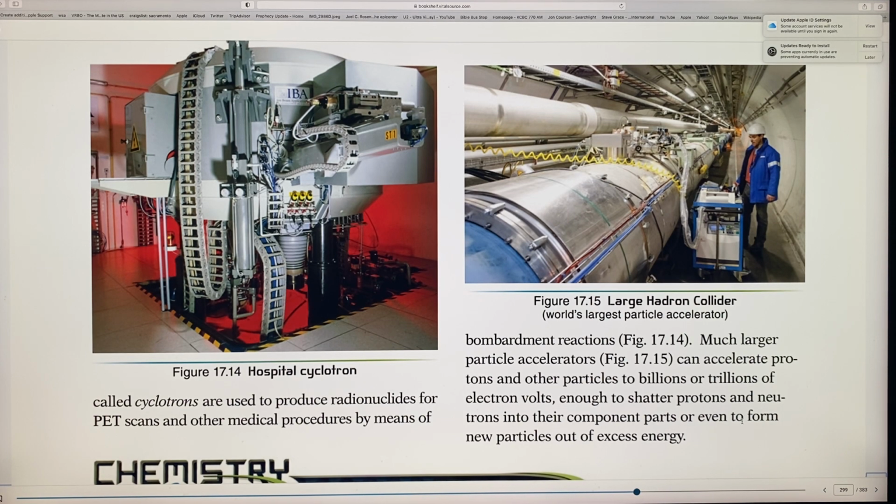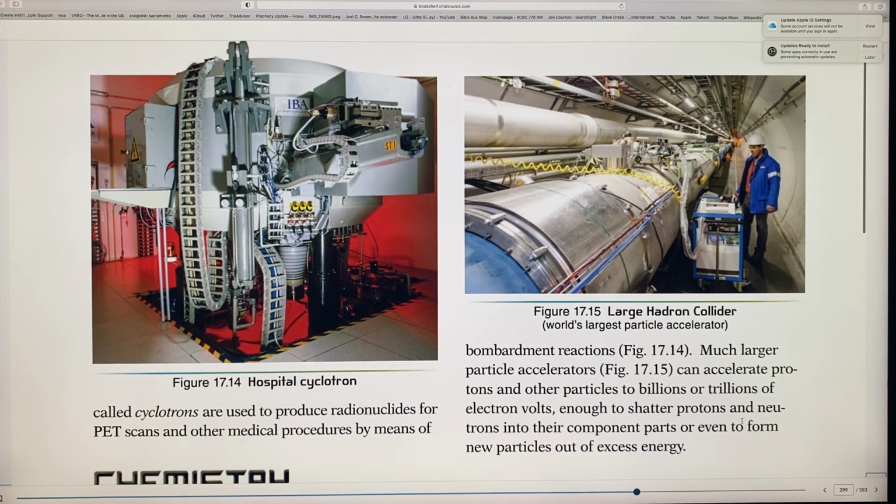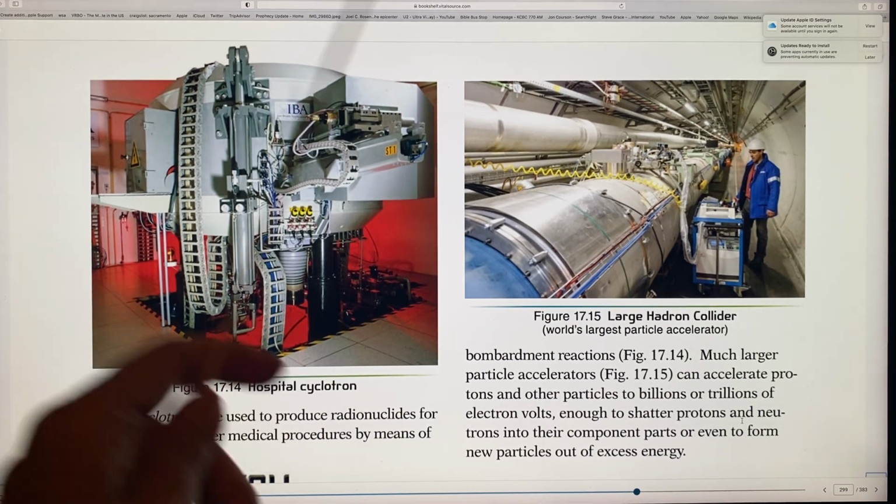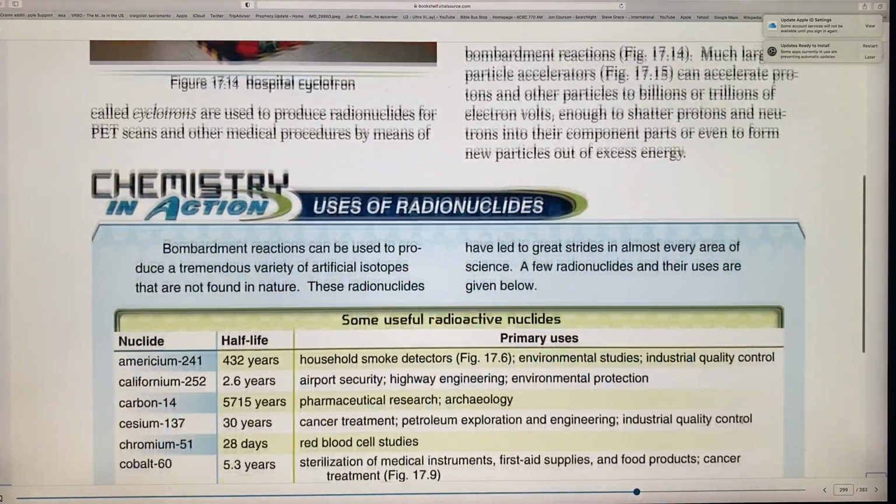These much larger machines can accelerate protons and other particles to billions or trillions of electron volts, enough to shatter protons and neutrons into their component parts or even to form new particles from excess energy. It's a particle accelerator.